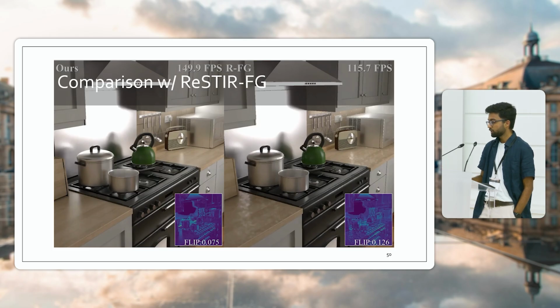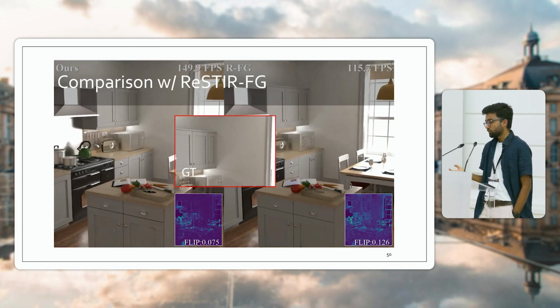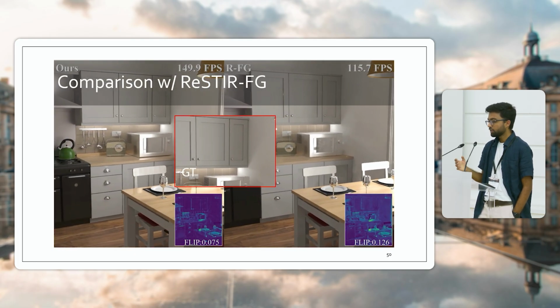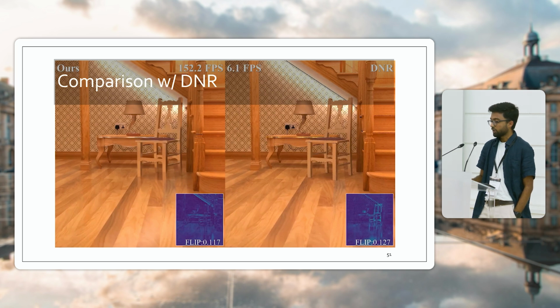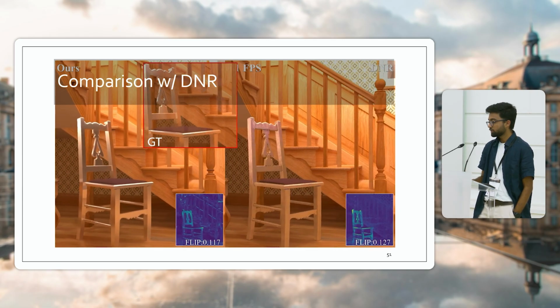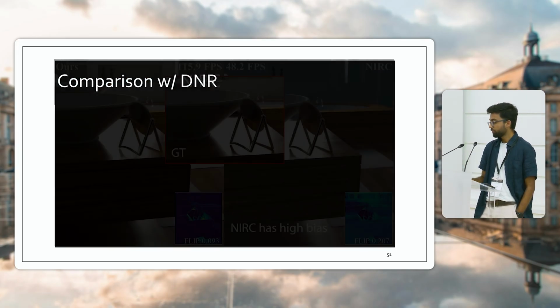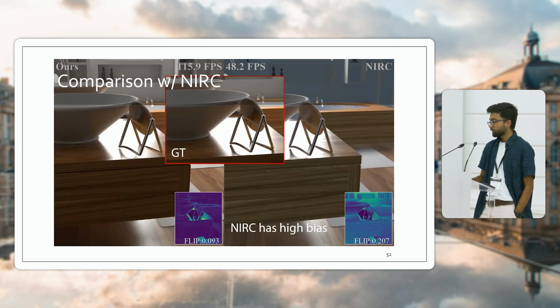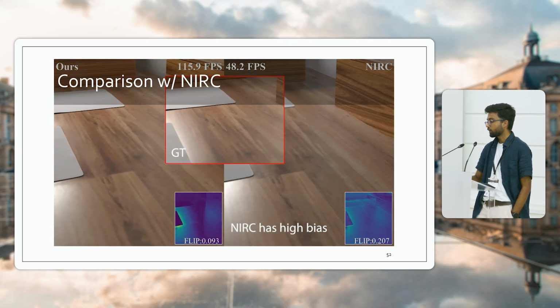So this is with a path reuse method. As we can see on the highlights of the table, the path reuse method, ReSTIR FG, kind of struggles with the highlights, whereas since we do the pre-computation, we don't have to worry about it. So as on the reflections of the chimney. This is with dynamic neural radiosity, which is a neural network method, and you can see the reflection of the chair is not well reconstructed, and the glossy effects on the chair are not that well reconstructed by the neural method. And finally, this is with neural incoming radiance caching, which has quite a high amount of bias in the back wall.